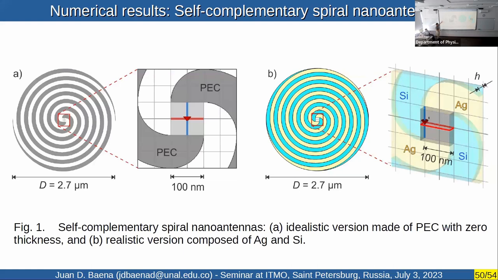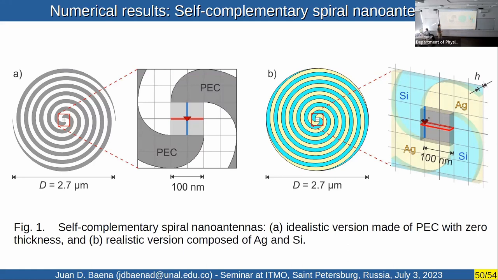The spiral one. This spiral is self-complementary because when you interchange free space and perfect electric conductor, it is the same geometry, but rotated by 90 degrees. Maybe it is easier to see in this magnified figure, which is part of the center of the spiral antenna. You can interchange perfect electric conductor and the white region, gray and white, and then just after you can rotate 90 degrees and the structure will be the same.